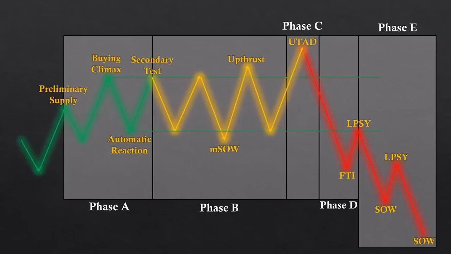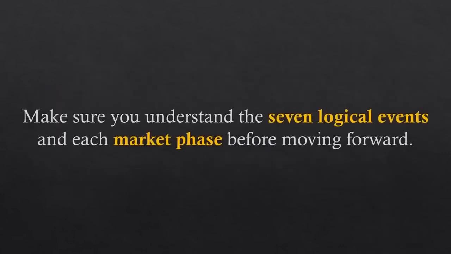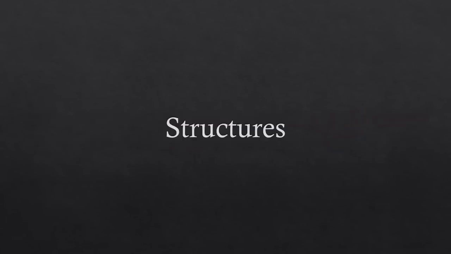It's important that you have the 7 logical events and the corresponding market phases clear in your mind before moving on to the study of structures. You should be able to tell what each of the logical events represent and which phase they belong to, otherwise the study of structures will become very confusing.